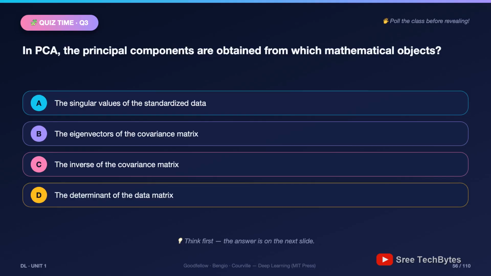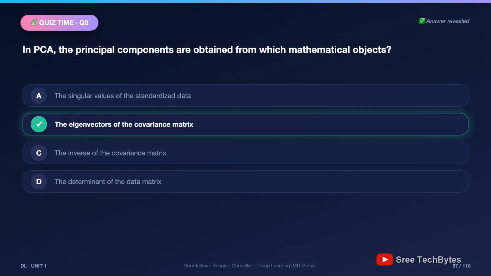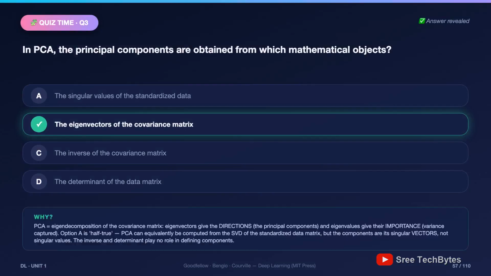The answer is B, the eigenvectors of the covariance matrix. That's the very definition of PCA. Eigen-decompose the covariance matrix. Eigenvectors give the directions, the components themselves, and eigenvalues give their importance, the variance each captures.